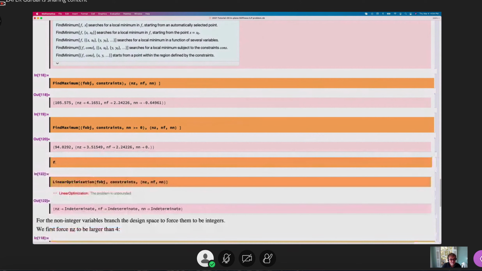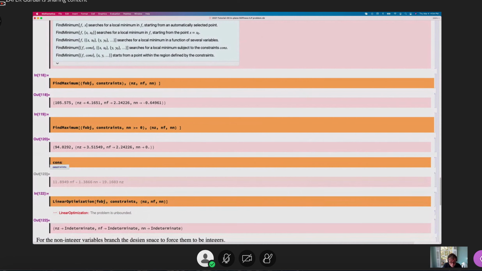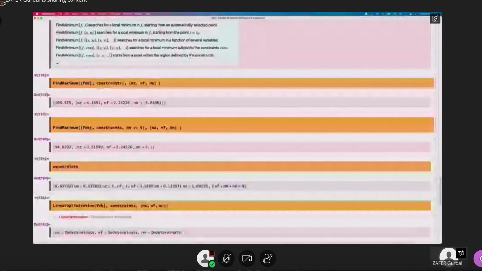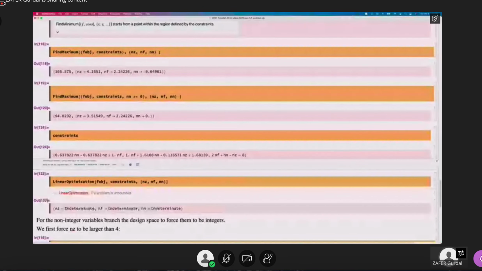I'm curious. Let's check FOBJ is linear. Constraints. As an equality constraint. All right. So everything is correct. What I typed in, it's not finding the solution, and I'm going to guess that there is a problem in this, that it's not working properly. I'm going to report this to Wolfram.